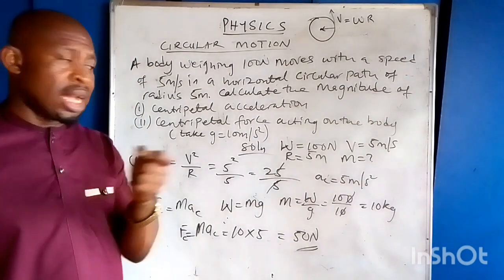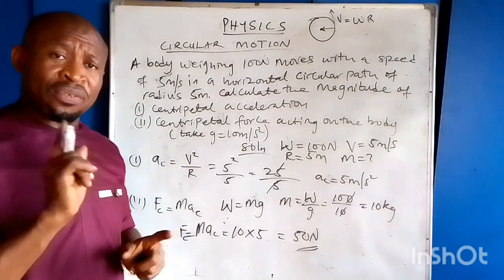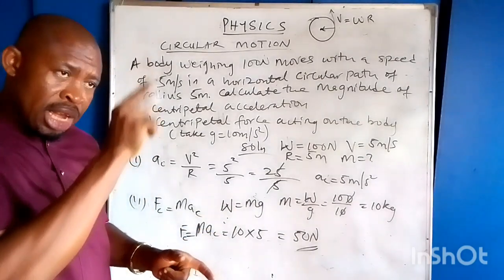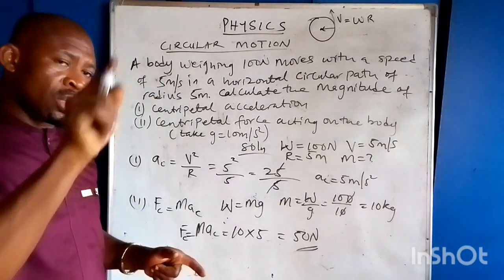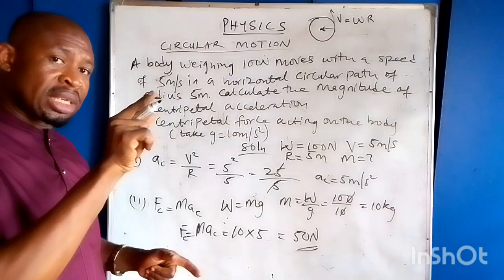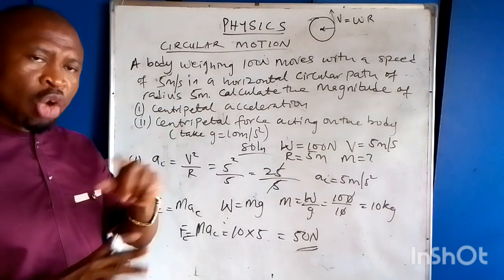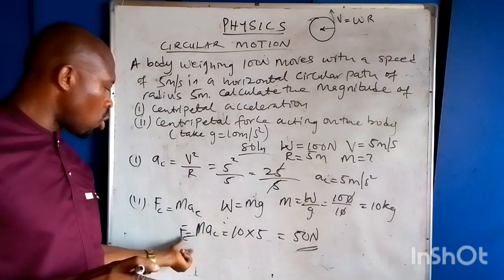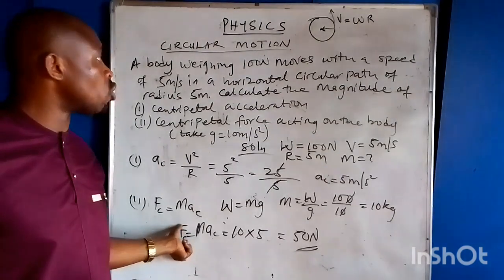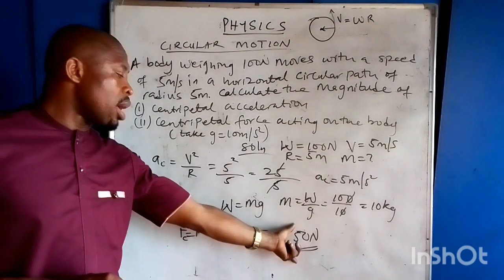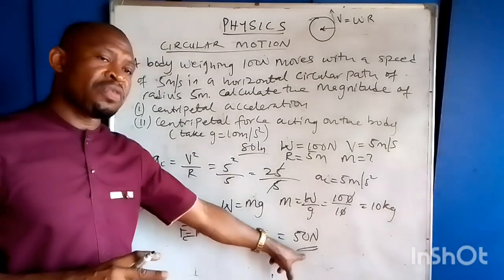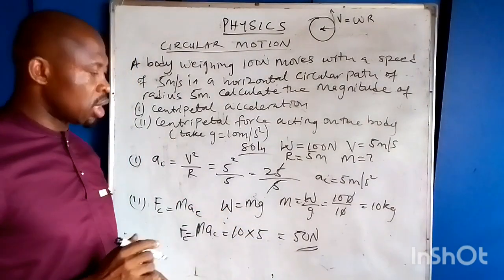Remember we said that centripetal force is nothing but that force that keeps a body moving around a circular path with unchanged speed or with constant speed. That is what we call centripetal force. So the centripetal force of this body is 50 Newton.